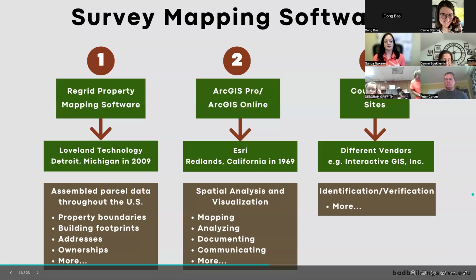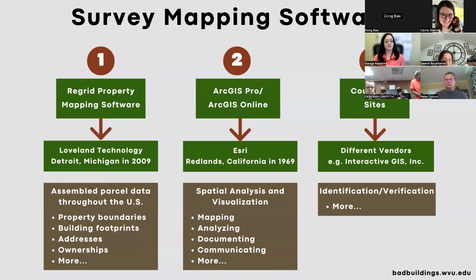Regrid is a mapping software which was developed in 2009 by Loveland Technologies in Detroit, Michigan. It has assembled parcel level data throughout the US, so it has more detailed information. We have been using this for quite a while.